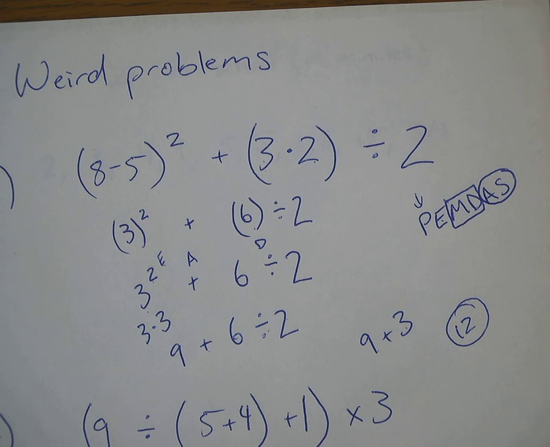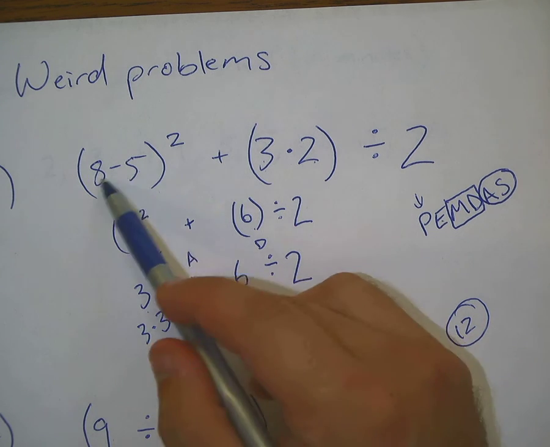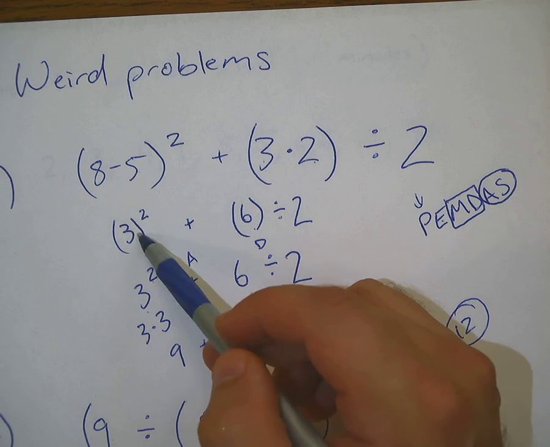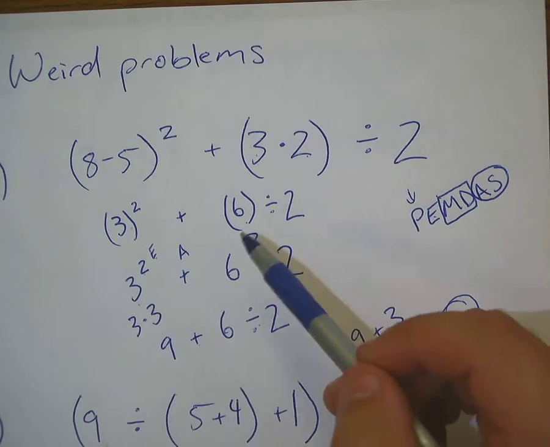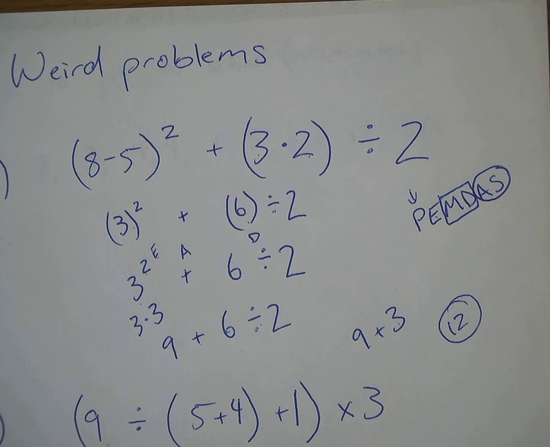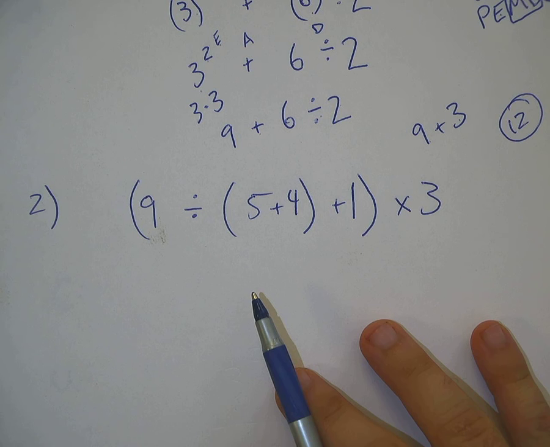So what do I do whenever I have two parentheses? Work inside the first one, get it whittled down. Work inside the second one, get it whittled down, and then run through your order of operations. Easy enough. Now, the next weird question.